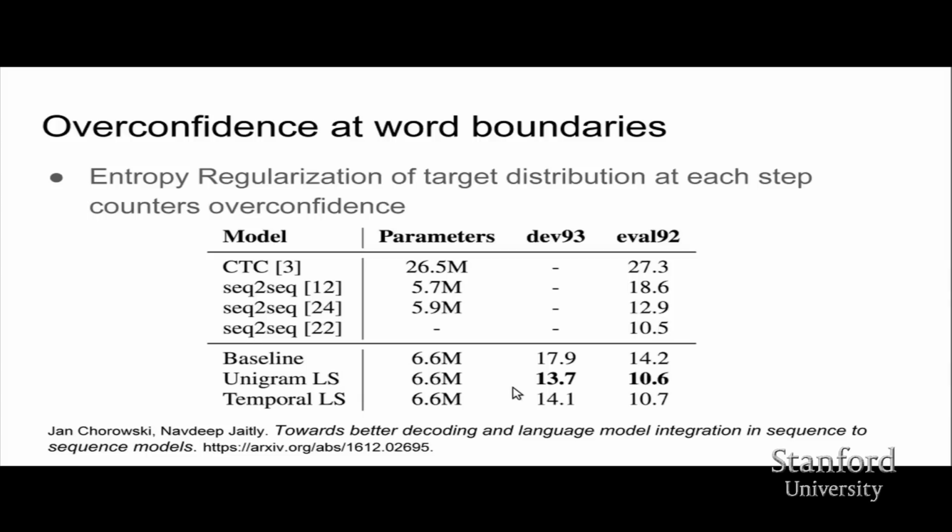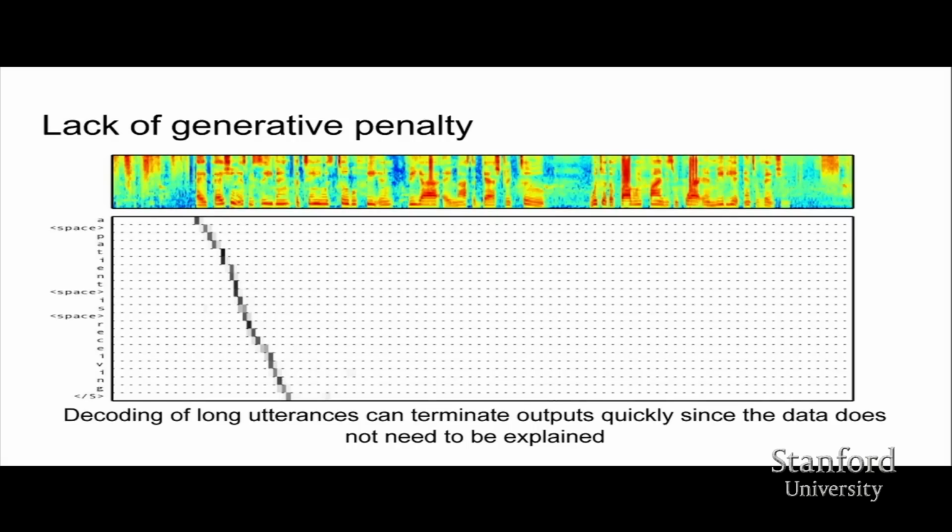There's different ways by which you can do this regularization. One is you just do entropy. Another is you say the probability distribution must look like the unigram probability distribution of the output tokens, and that seems to work better than just doing full entropy regularization.